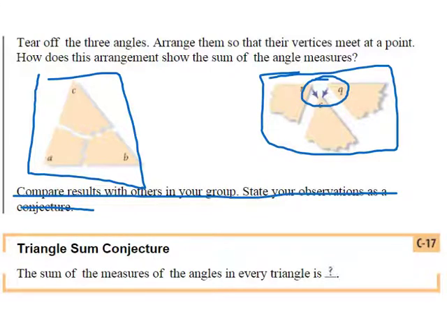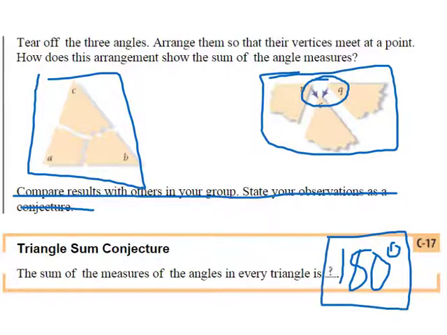So what you need to find out is the sum of the three angles for any triangle will equal 180 degrees. Okay? Every triangle that we will ever do will always equal 180 degrees when you add up all three angles. So let's move on to the next note.